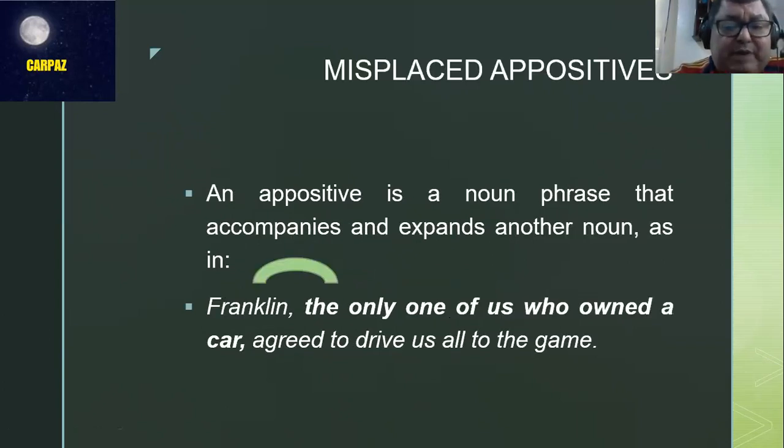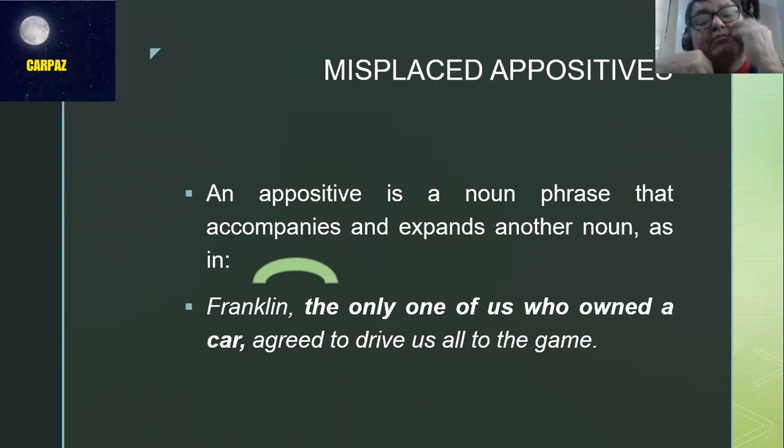We also have appositives as modifiers. Just to remember, an appositive is a noun or a phrase that expands the meaning of another noun, that explains another noun, that gives more information about another noun. And an appositive phrase is a noun phrase.